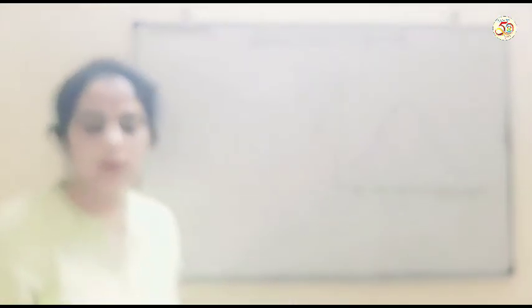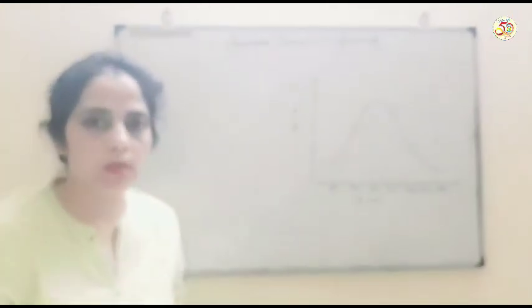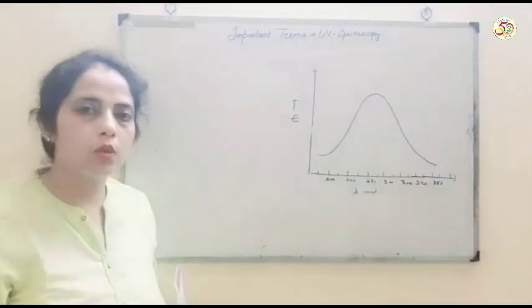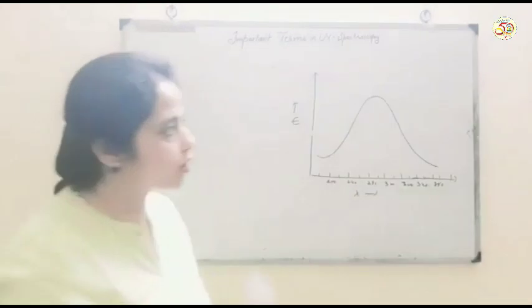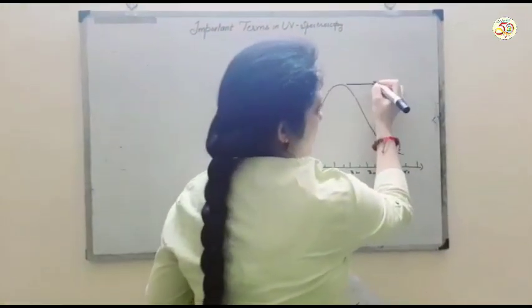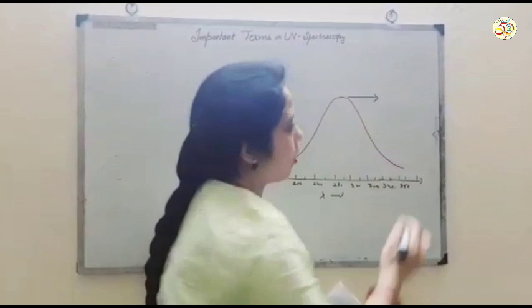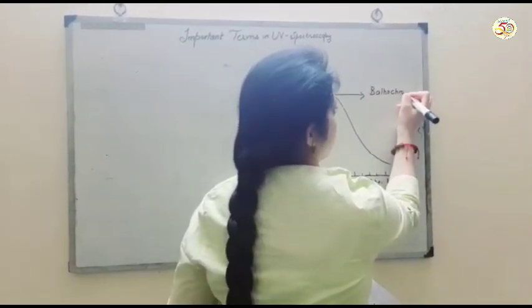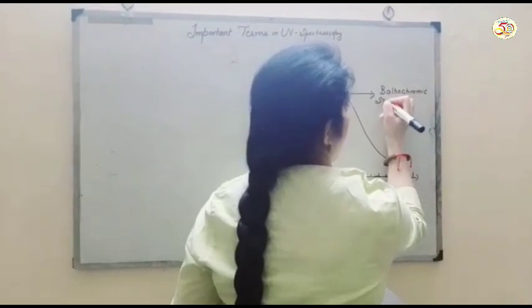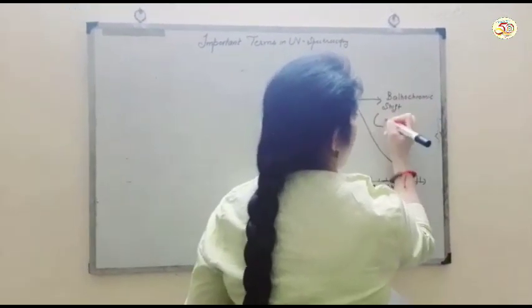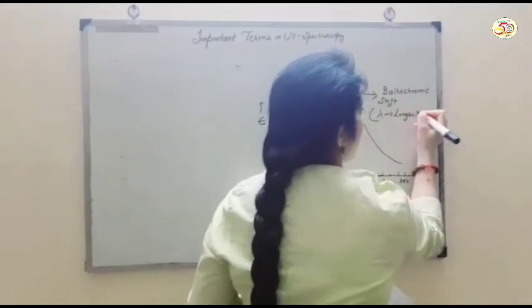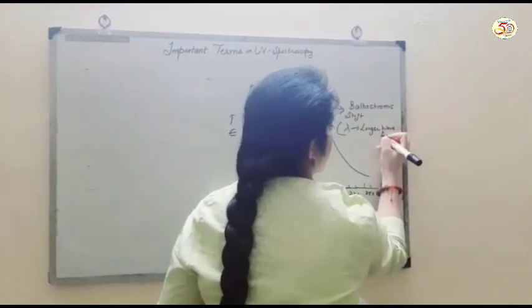The substituent groups which produce a shift in the lambda are given some special terms in UV spectroscopy. For example, if a substituent group attached to the chromophore causes lambda to shift to the longer wavelength region, then that shift is called bathochromic shift. Bathochromic shift means lambda shifted to the longer wavelength region.